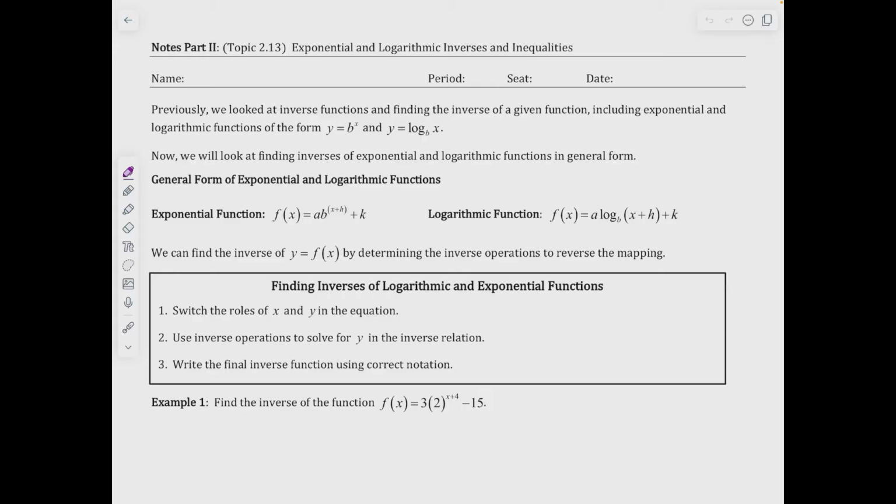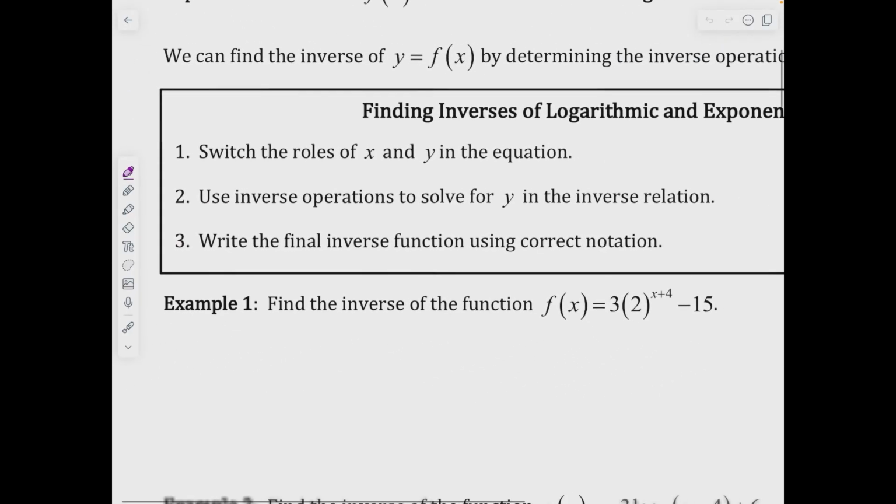So the general form of the exponential function is f of x equals a times b to the x plus h, plus k. For our logarithmic function, f of x equals a times log base b of x plus h, plus k. So we can find the inverse of y equals f of x by determining the inverse operations to reverse the mapping. We have 3 steps for finding inverses. Step number 1, you're going to switch x and y. Step number 2, you're going to use inverse operations to solve for y. And then step number 3, we're going to write the final inverse function using the correct notation.